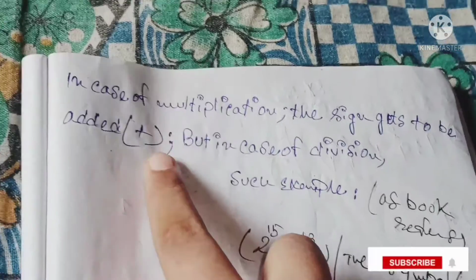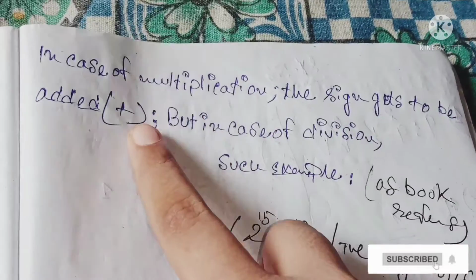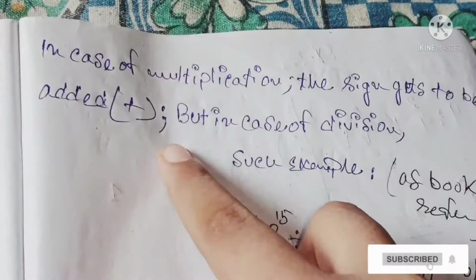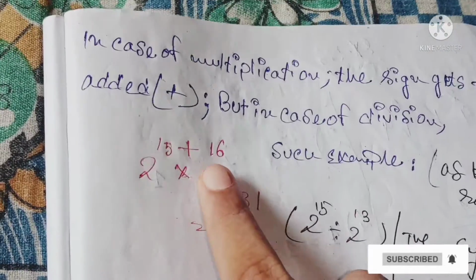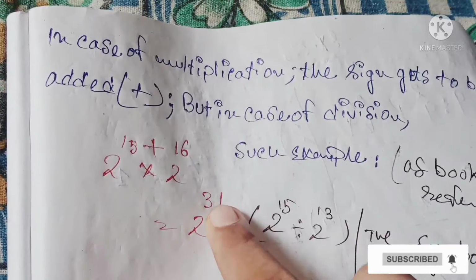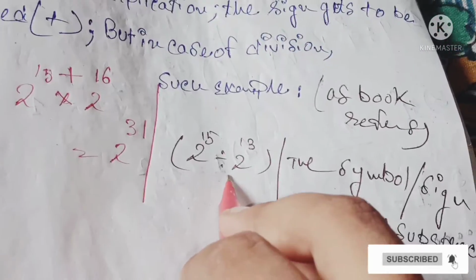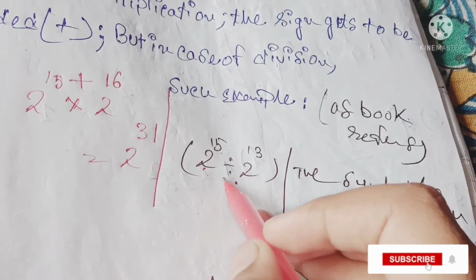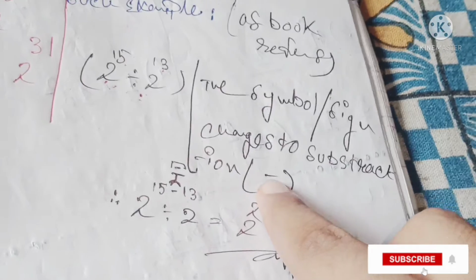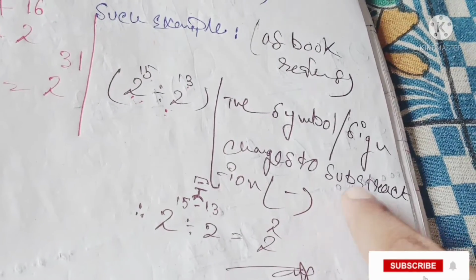So please note it down that in case of multiplication the power gets added, but in case of division, such as the example the book refers to. I have told you earlier that in multiplication the powers get added, that is, if we add 15 plus 16, the result will be 2 to the power 31. But in this sum it's division, and in your book it says 2 to the power 15 divided by 2 to the power 13. So if we divide these two, the powers get subtracted.